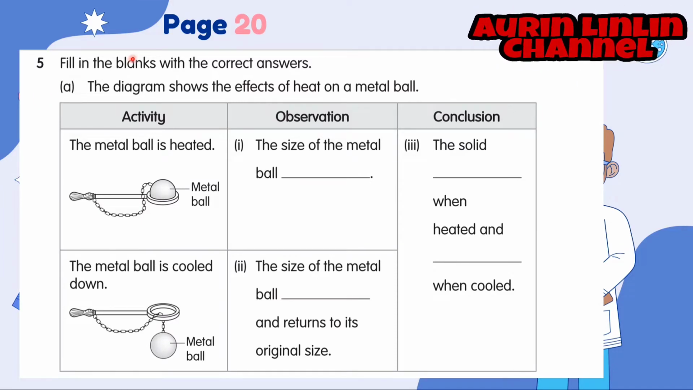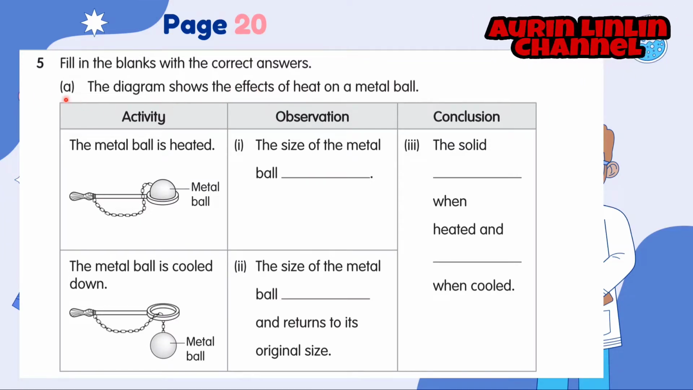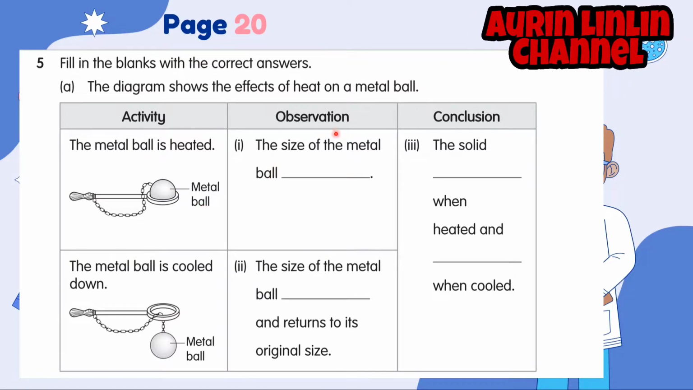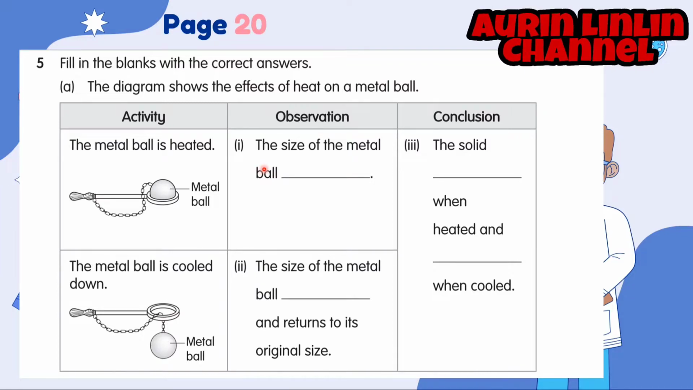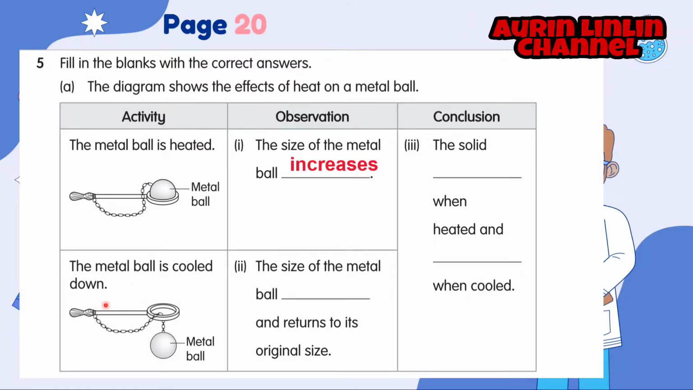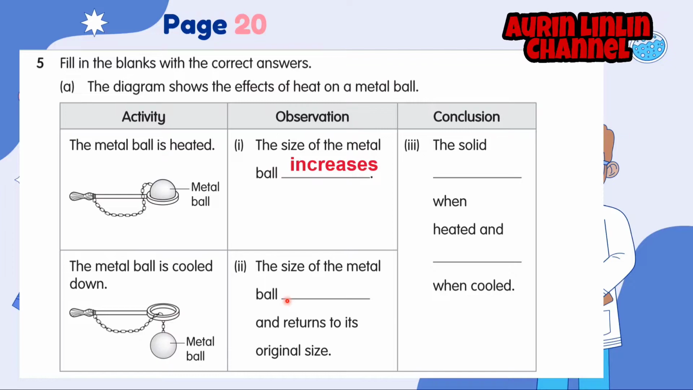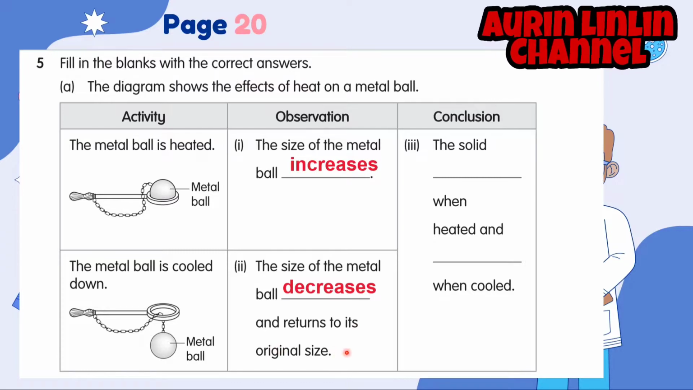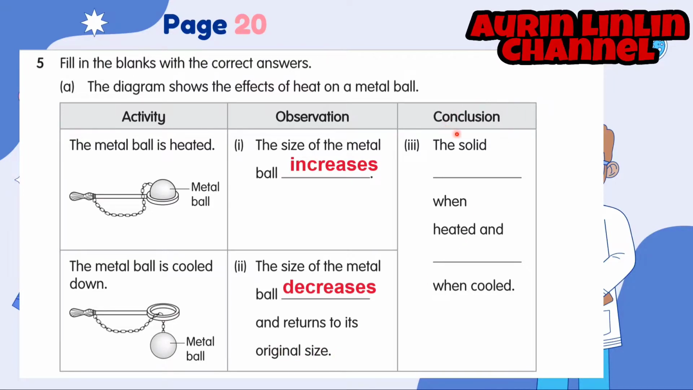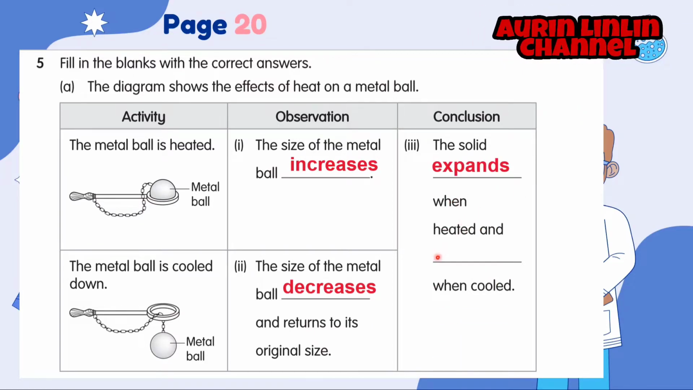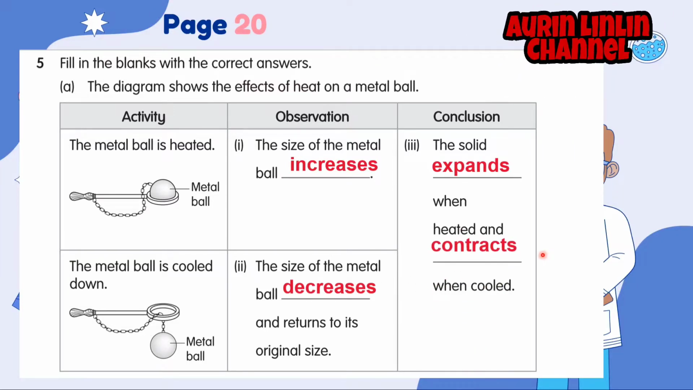Question number 5. Fill in the blanks with the correct answer. A. The diagram shows the effects of heat on a metal ball. The metal ball is heated, and the observation is the size of the metal ball increases. And then the metal ball is cooled down. So, the observation is the size of the metal ball decreases and returns to its original size. And the conclusion from this experiment is the solid expands when heated and contracts when cooled.